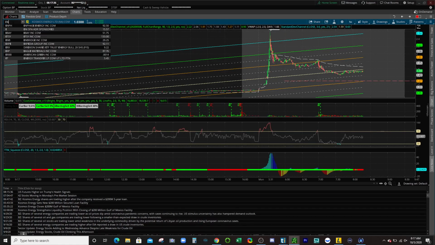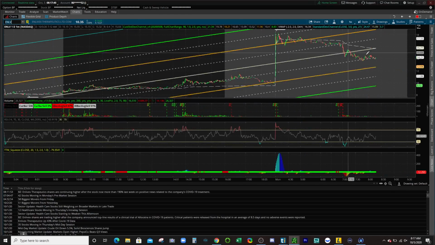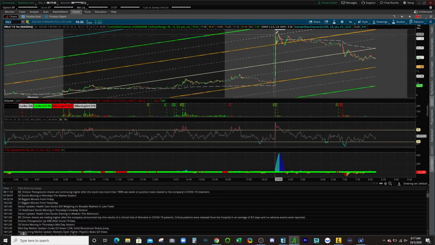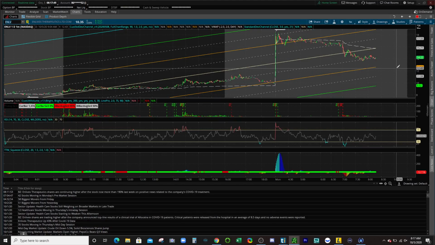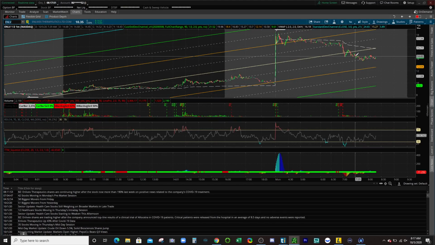Something else that jumped up earlier this morning pre-market was ENLV. All right, so if you take a look at ENLV here, big jump, already faded sideways. I wasn't up early enough, but this is probably a stock that I would have looked to short. I might still be looking to take short positions on that today, if anything.